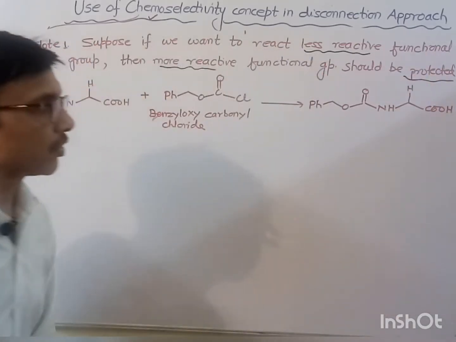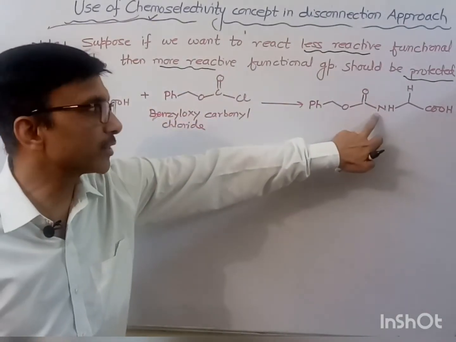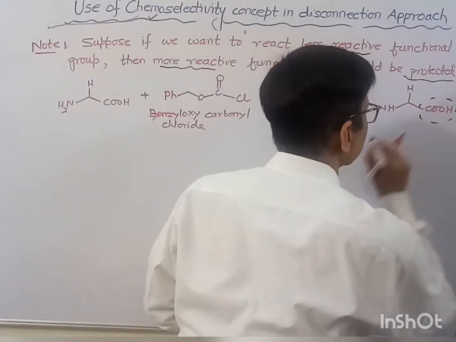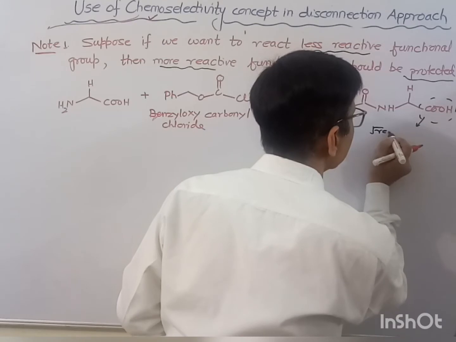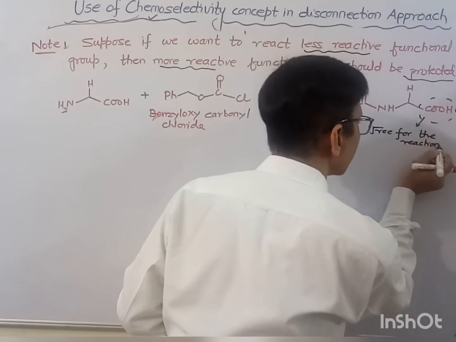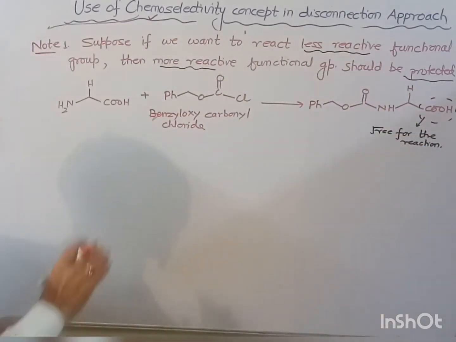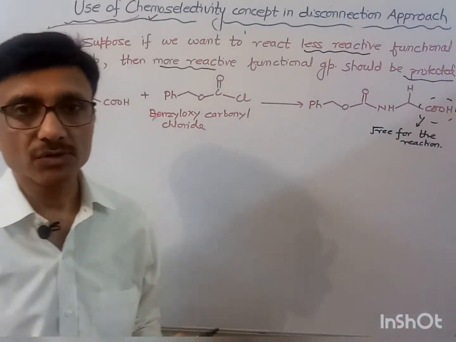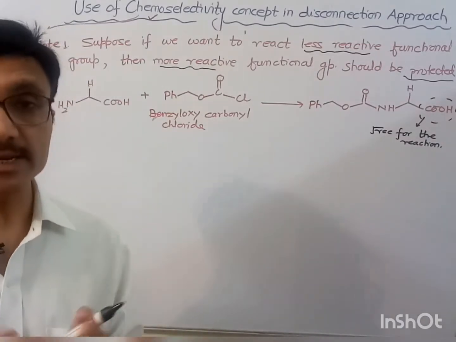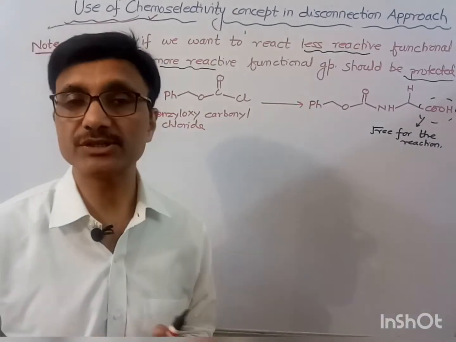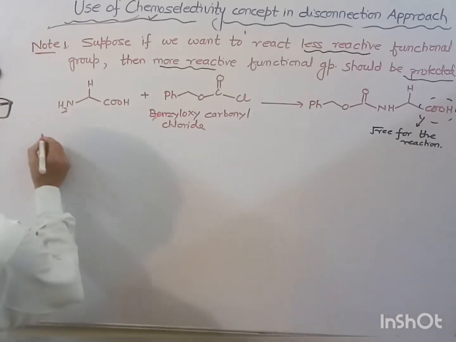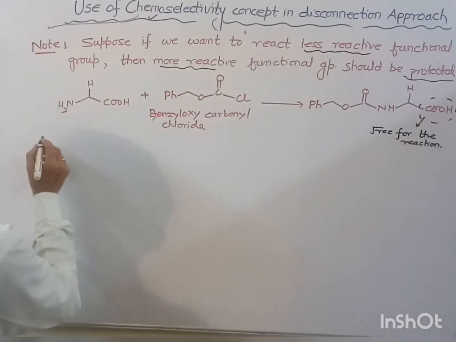Now this NH has been protected, so the reaction can be done from the C side. You can see this part is free for the reaction. Now we can do the reaction from this side. Okay, so this is the complete guideline number 1. First of all, the more reactive functional group will react. Now if we want to react the less reactive functional group, then the more reactive side should be protected, and this is one of the examples. Now let's see guideline number 2.